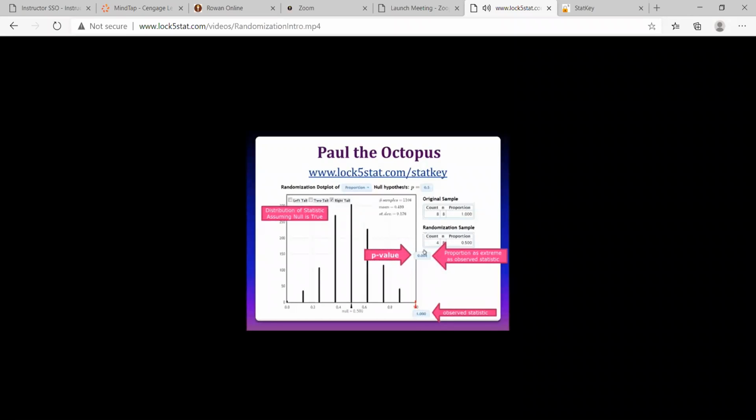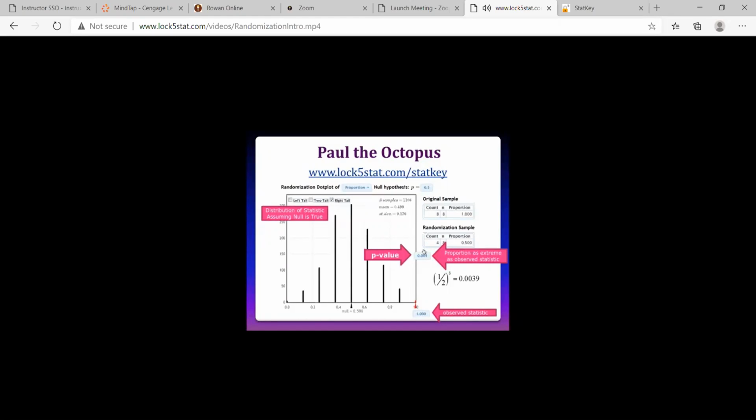is our p-value. In this particular experiment, the probability of Paul guessing all 8 out of 8 correctly, if he really is just randomly guessing with p equals 0.5, is 0.004. And just in case you were wondering, this is very close to the theoretical value of 0.0039 that you can calculate exactly. The more randomizations you do, the more precisely you can get to this number. All right, so that's Paul the octopus, and that's our single proportion example.